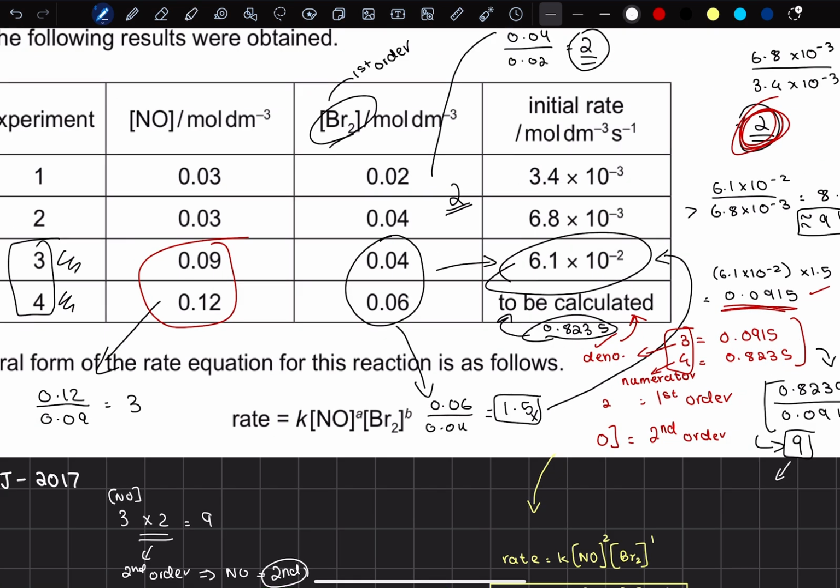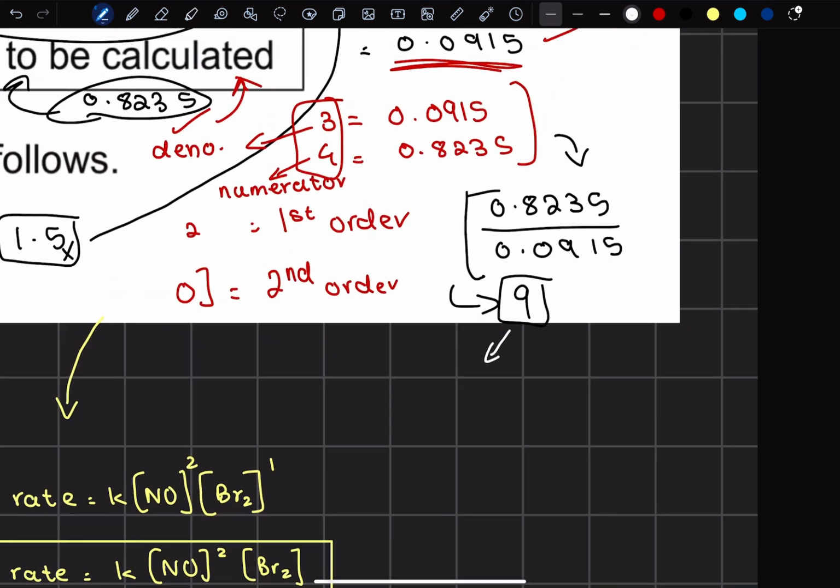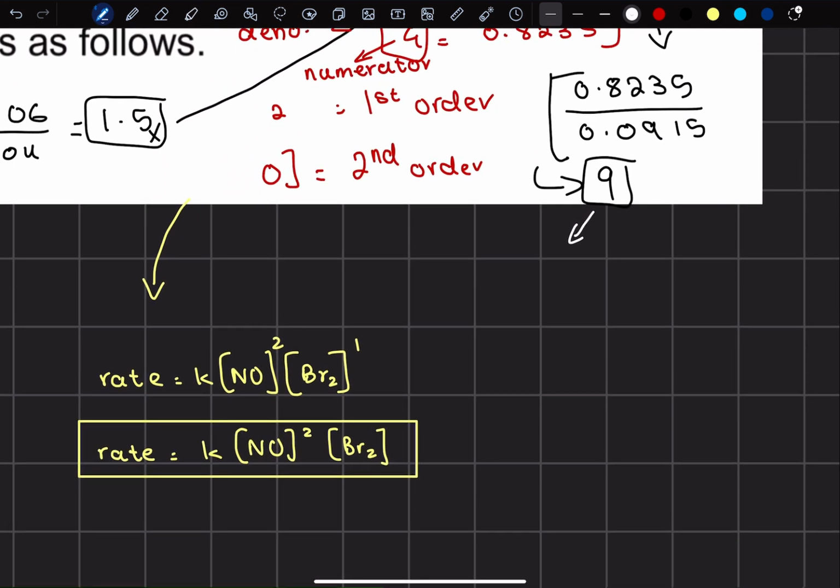Okay, so now that I got 9, I know that NO was increased by a factor of 3, and because of NO, the rate was increased by a factor of 9. 9 divided by 3 is, oh sorry, my bad. What I was saying was that 3 squared equals 9, second order.